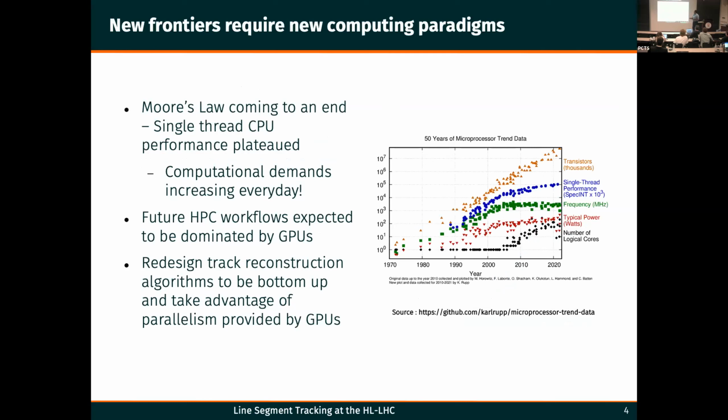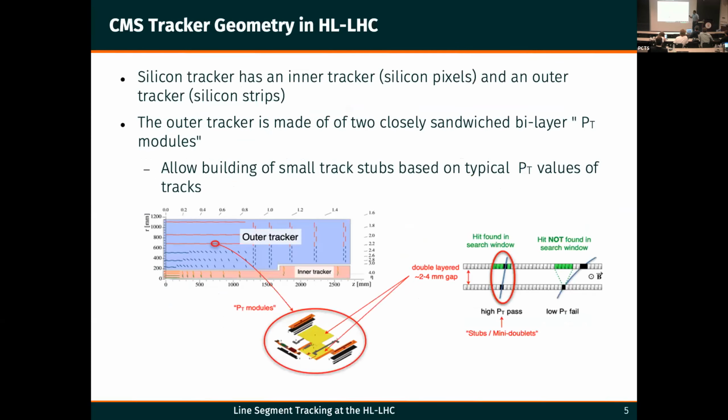However, we can't just use single core CPUs anymore because single thread CPU performance is plateauing. And so we need to move into new paradigms like GPUs and so on.